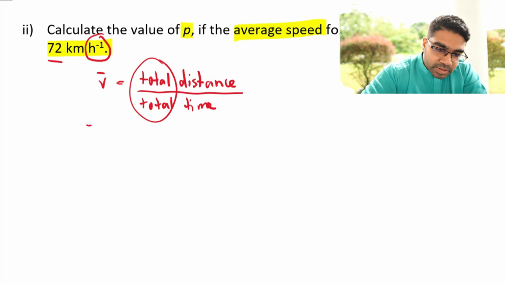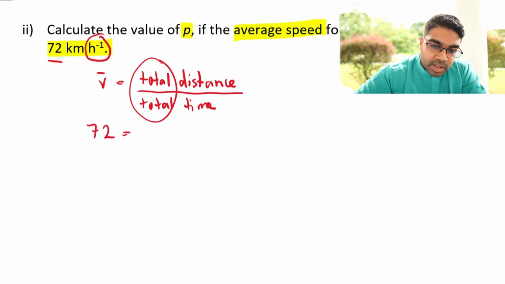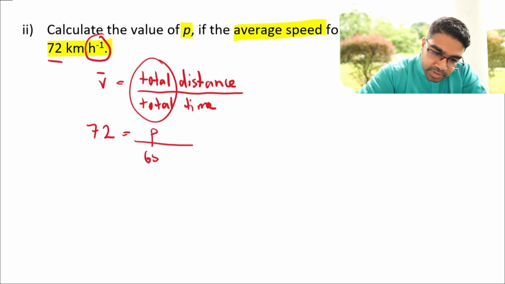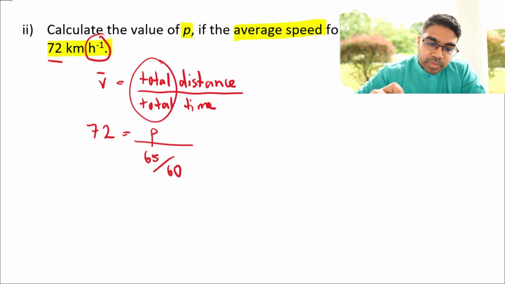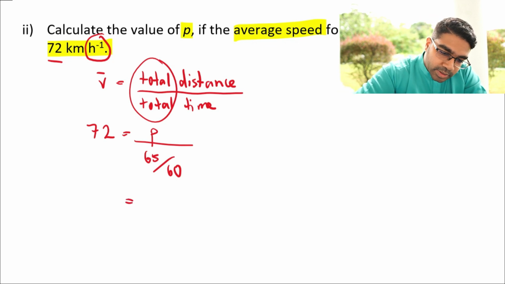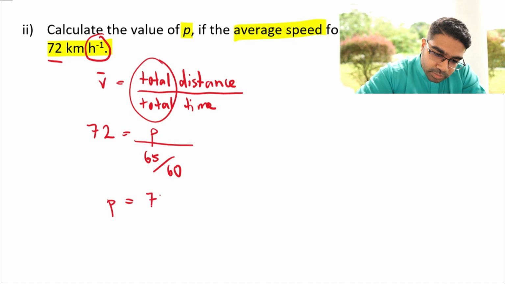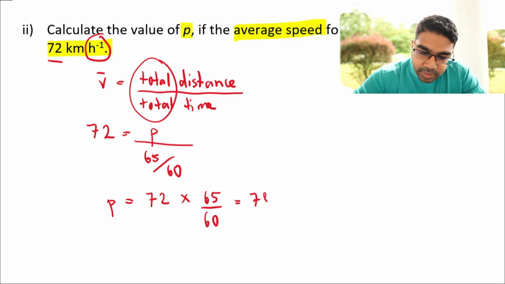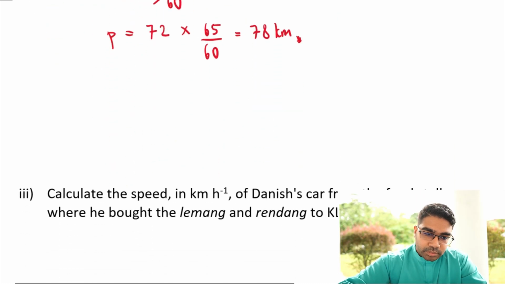72 kilometers per hour. So this is 72. This is the average speed, equal to the total distance, which is P, over the total time, 65 minutes. How do we convert that to hours? 65 divided by 60. When we want to convert minutes to hours, we need to divide by 60. And so we get the value of P will be 72 times 65 over 60. And the answer here is 78 kilometers. This is the total distance. Let's go to the next question.